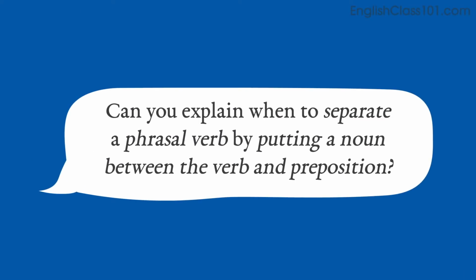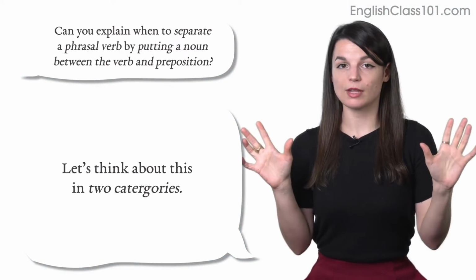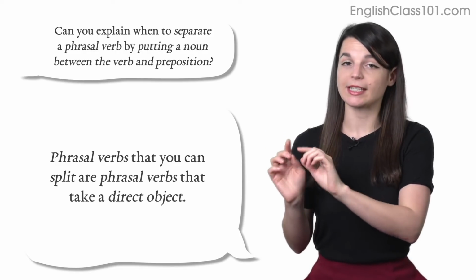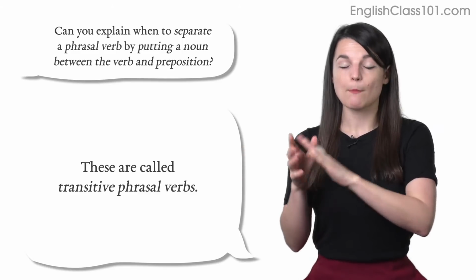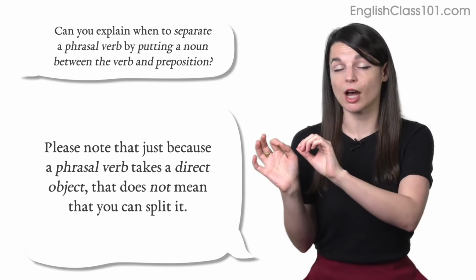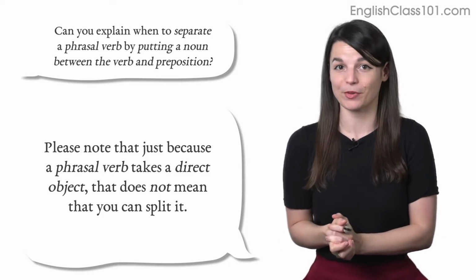First question this week comes from Mari. Hi Mari. Mari says, could you please explain how to know when I can separate a phrasal verb by putting a noun between the verb and the preposition? Great question. Let's think about this in two categories. Phrasal verbs that you can split are phrasal verbs that take a direct object. These are called transitive phrasal verbs. But please note that just because a phrasal verb takes a direct object does not necessarily mean that you can split it. Let's take a look at some examples.